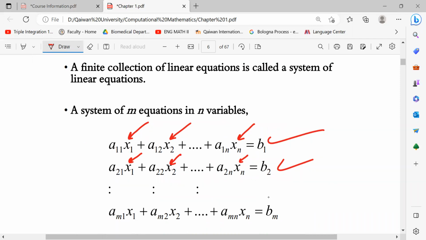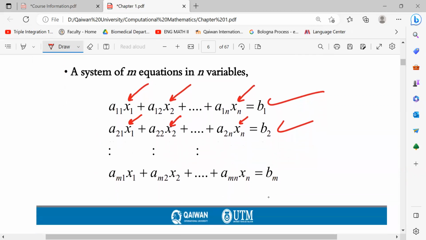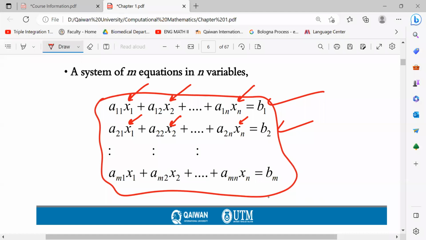So if we have n equations, it's also called a linear system. Okay? Here we have m equations. These all together is called a linear system. If you have two or more linear equations, it's called a linear system.